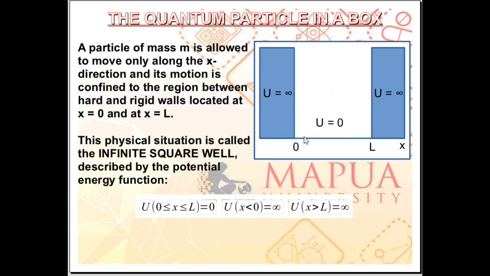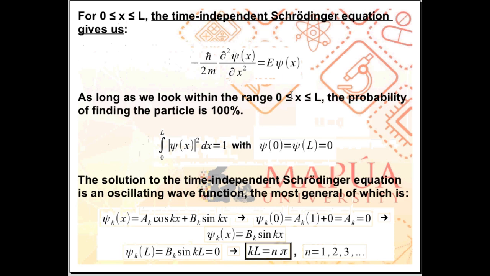Within this region, x is equal to 0 to x is equal to L, the particle is allowed to move freely, U is equal to 0, so we have a free particle. And for a free particle, we can use the time-independent Schrödinger equation. U is equal to 0, that means the term U times psi will be 0, leaving us with negative h bar squared over 2m times the double partial derivative of small psi is equal to E times small psi.